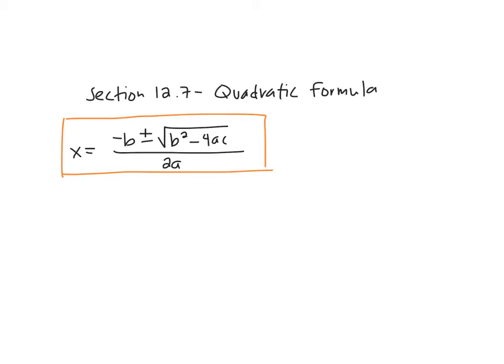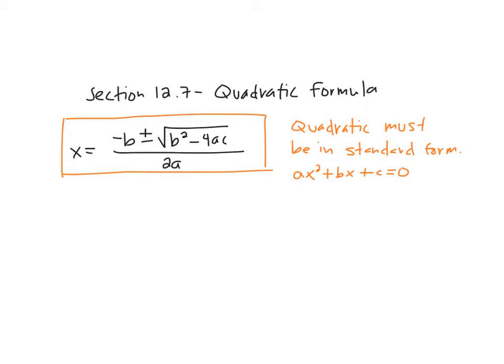So we can use this to solve any quadratic, provided the quadratic is in standard form. So the quadratic must be in standard form. All right, and remember, standard form is when my quadratic is set equal to 0. So that's ax squared plus bx plus c equals 0. That is my quadratic in standard form.